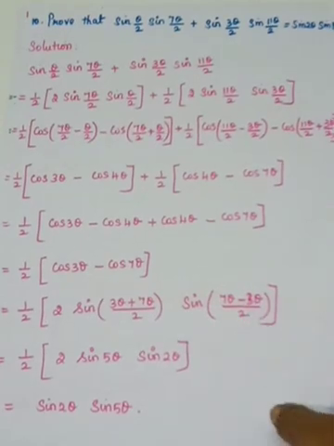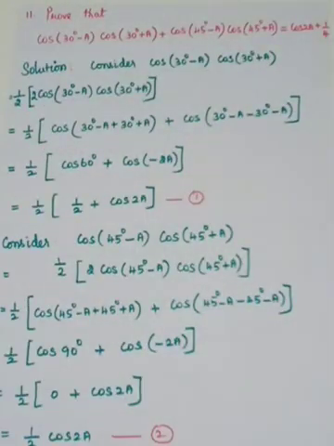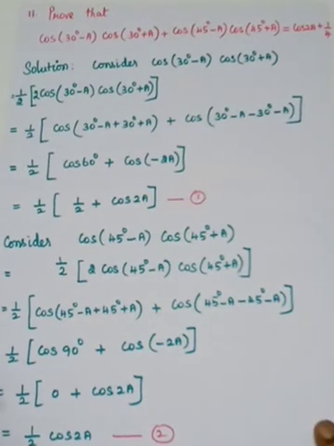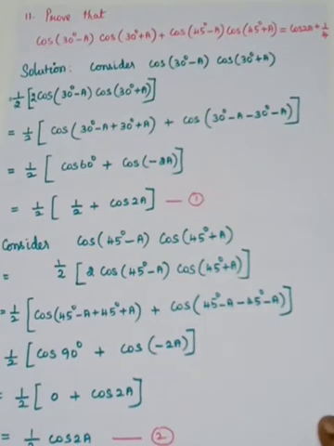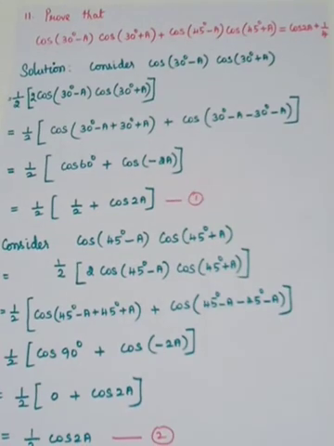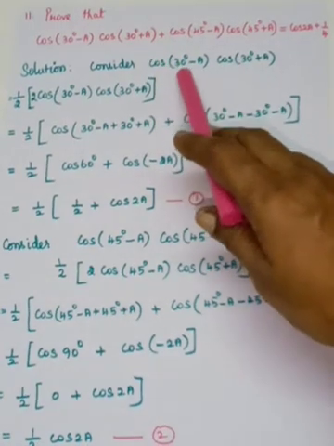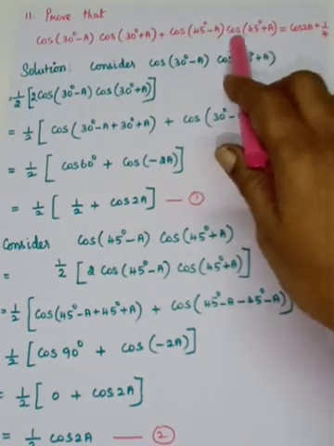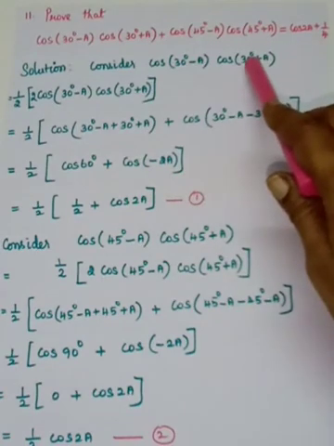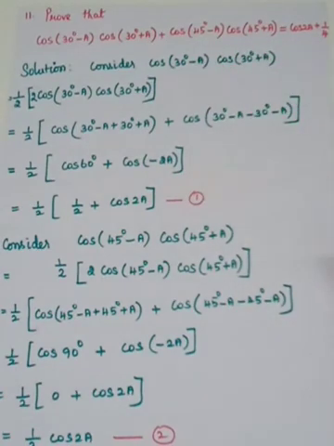Okay, so see now, coming to the problem number 11. Prove that cos 30 degree minus A into cos 30 degree plus A plus cos 45 degree minus A into cos 45 degree plus A is equal to cos 2A plus 1 by 4. You consider the first term. What is it? Cos 30 degree minus A into cos 30 degree plus A. Okay, so both are in the product. So you are going to write the sum or difference.